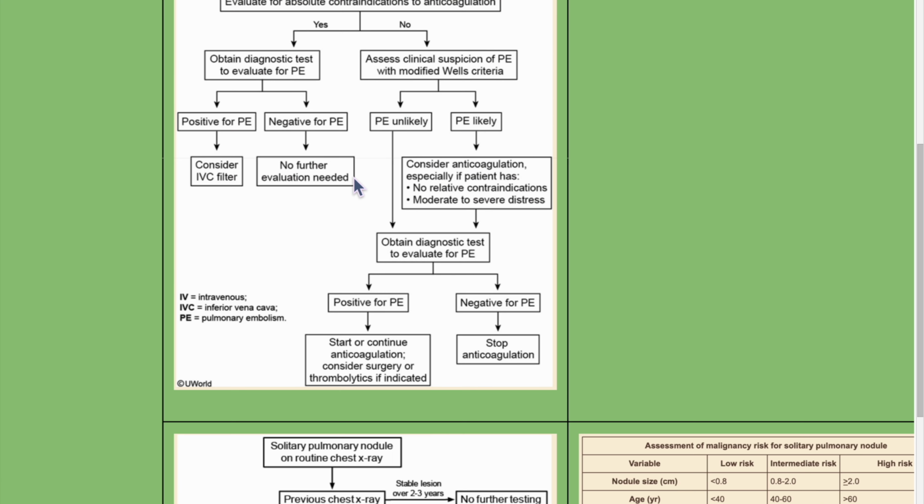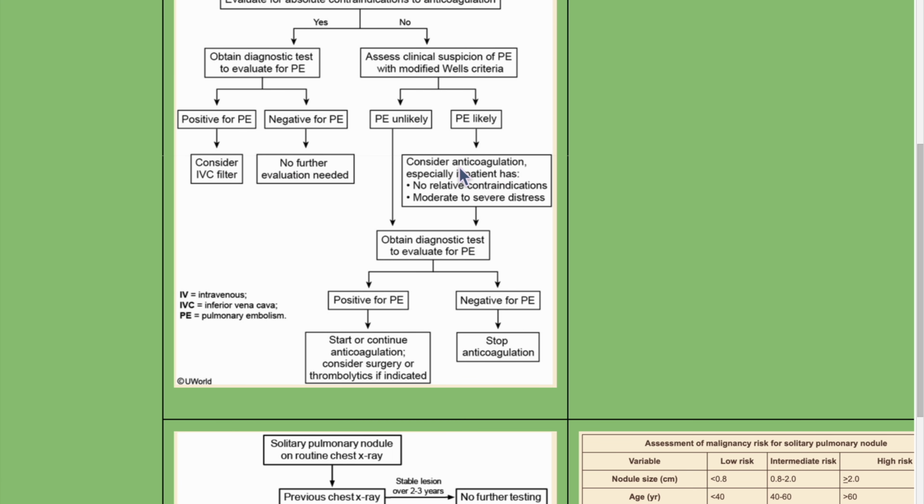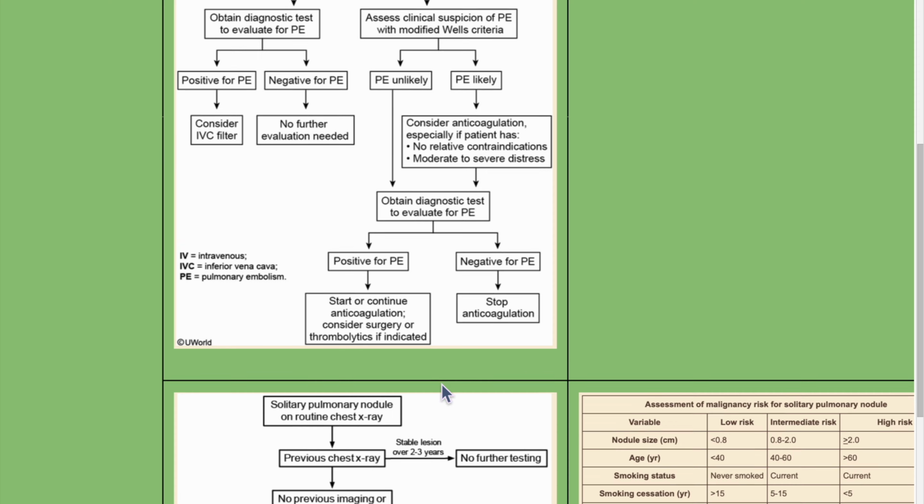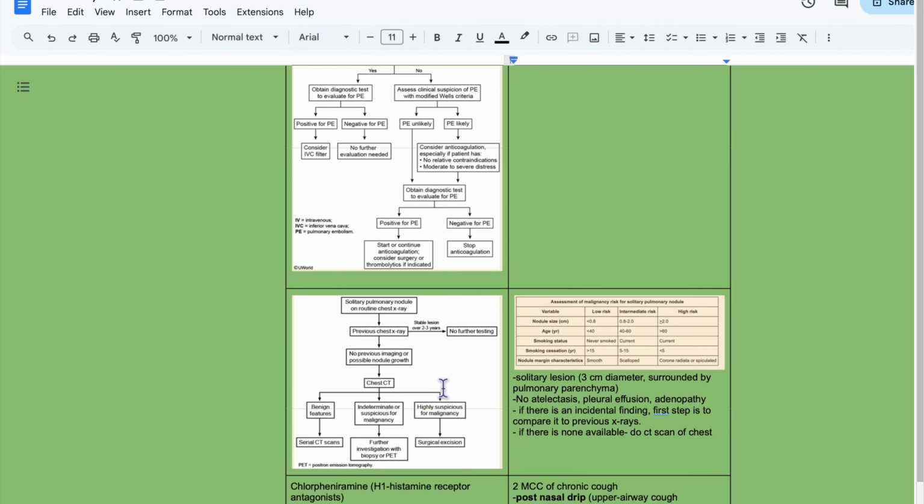So if it's less than this, you still do this. But if we got 4 or more, then we go straight to anticoagulation first, and then we continue with the diagnostic tests. So obtain diagnostic test to evaluate for PE. If it's negative, you don't have to worry about it. You can stop anticoagulation. However, if it is positive, you start or continue anticoagulation and consider surgery or thrombolytics if indicated. All right, moving on.